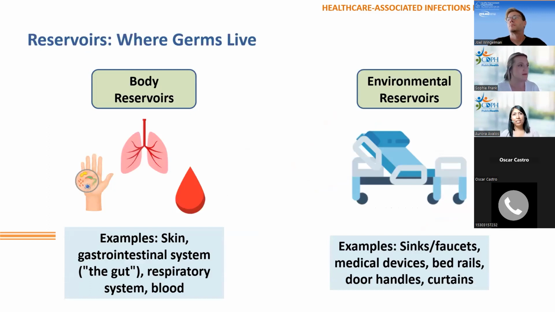So germs need a place to live. We call these places reservoirs. Essentially, they are like habitats. Reservoirs can be in the human body: the skin, the digestive system or gut, the lungs and airway, and the blood. Reservoirs can also be in the environment, like on sinks, medical devices, or bed rails. Germs frequently spread between and among these reservoirs. Understanding where germs live helps us recognize where there is a risk for them to be spread and why infection control actions work to stop them from spreading and making people sick.